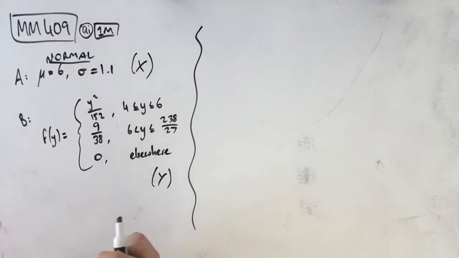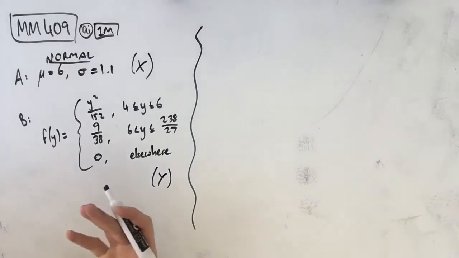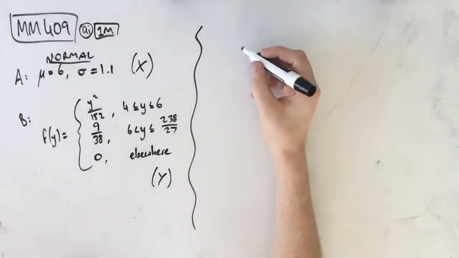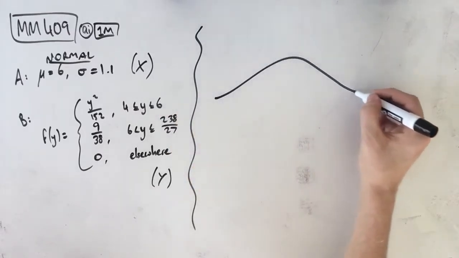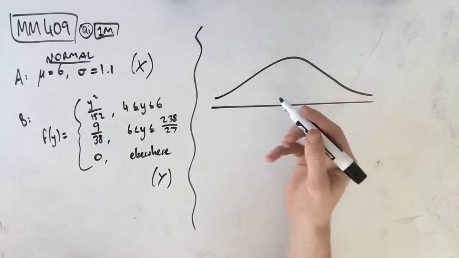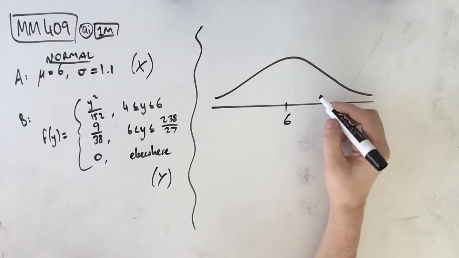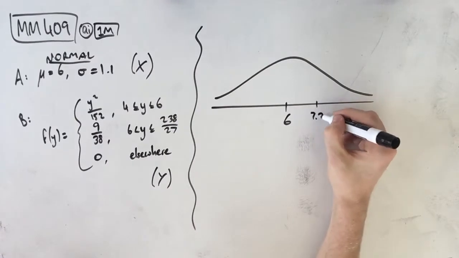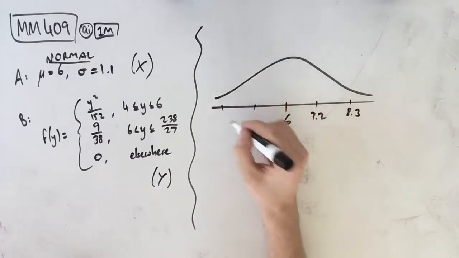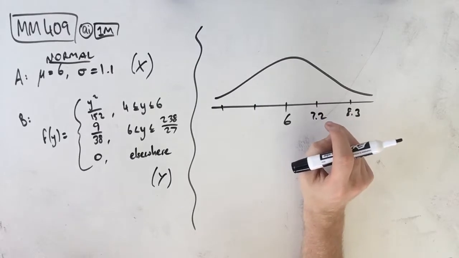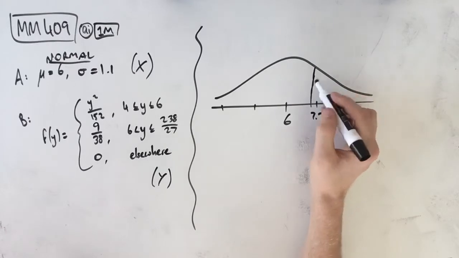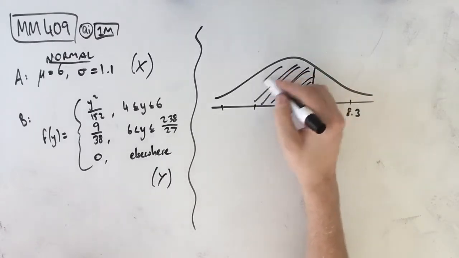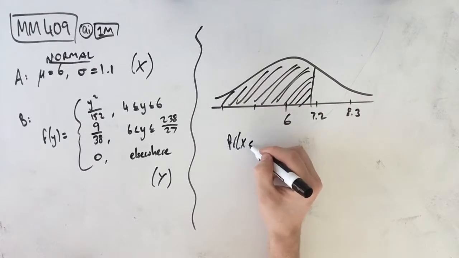Now part A(i) says find the probability that factory A produces a piece of custom furniture in less than 7 hours. Alright, awesome. So this is a 1-mark question, so we don't have to show any working. But the thing to recognize is that because we're dealing with a normal distribution, we've got this normal distribution. Our mean is 6, and our standard deviation is 1.1. So we go 7.2, 8.3, and so on. Now, we're looking for the probability that it produces a piece of custom furniture in less than 7 hours. So what we're really looking for is the probability that X is less than 7. Right, all this area here.